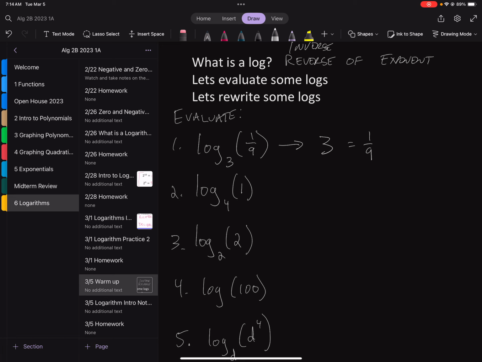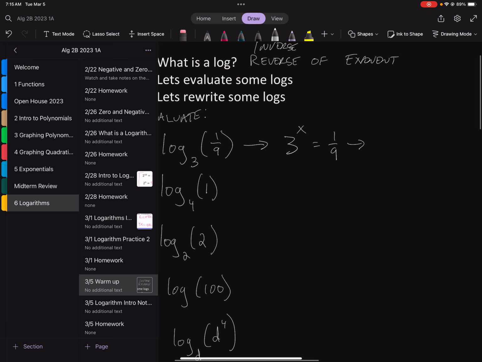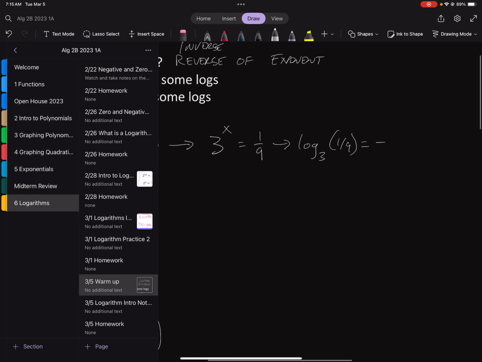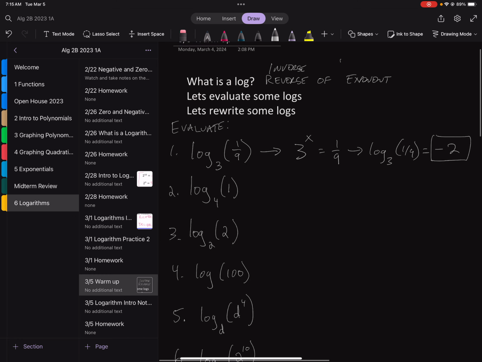Instead of a question mark, I'm going to start using an x here, right? And I want to know what x is. Well, I know it's got to be negative. So I'm going to say log base 3 of 1/9 is equal to a negative. Now, 3 to what power would be 9? 3 squared, so it's -2. So that's how we can figure it out. We can rewrite it in exponential form.